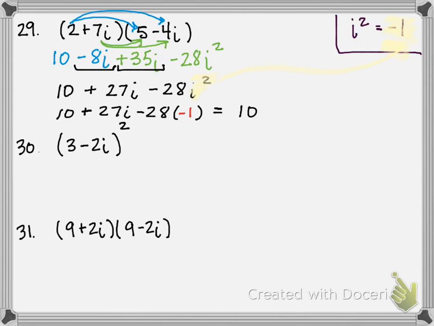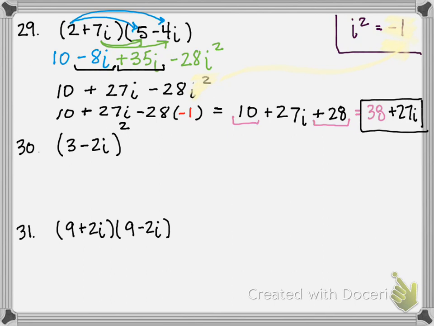So we have 10 plus 27i, and then negative 28 times negative 1 would be plus 28. And I've just created new like terms. 10 plus 28, that would be 38, and bring over your plus 27i. So remember, with complex numbers, the real part should go first, that's the one in pink, and your imaginary part should go second, which is your black 27i. So you should have it in that format every time.